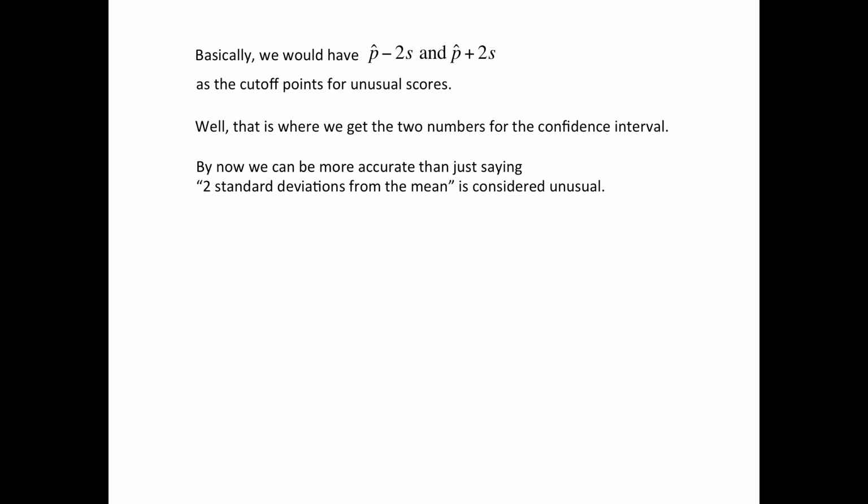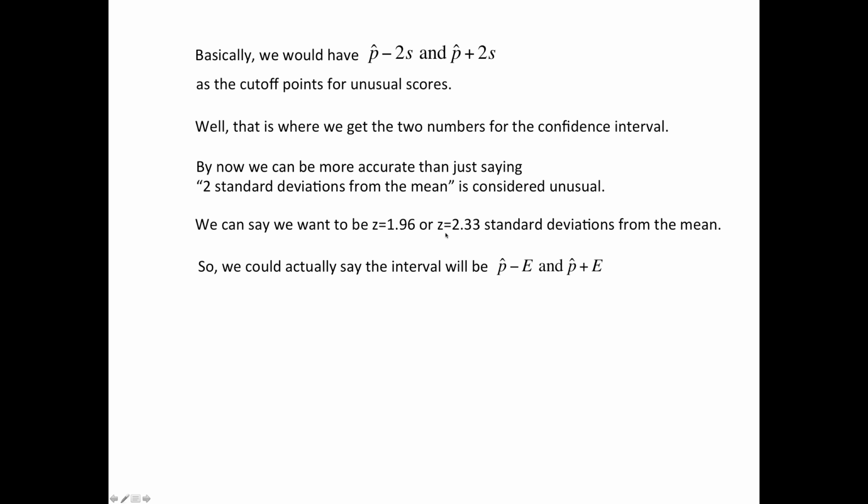But now we can be a little more accurate rather than just saying 2 standard deviations away. Since we now know how to use table A2, instead of using 2, we could say, I want to use 1.96 standard deviations, or I want to have it 2.33 standard deviations from the mean. Why those two numbers? Well, that's where that idea of 95% confidence comes in. If you are using 95% confidence, we would use this. Perhaps you want to be more confident, 98% confidence, then you would use 2.33.